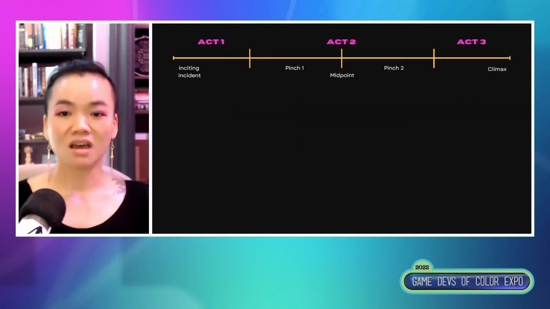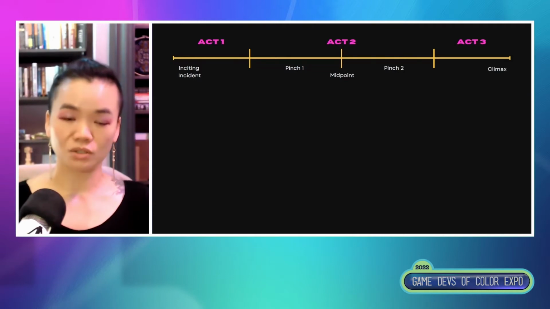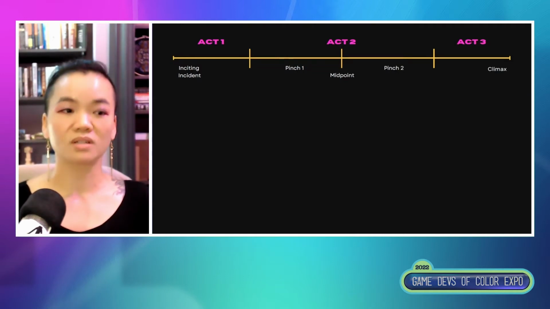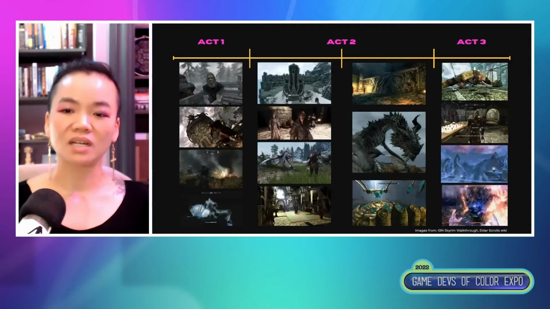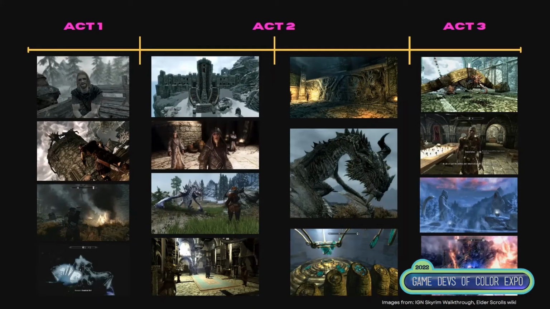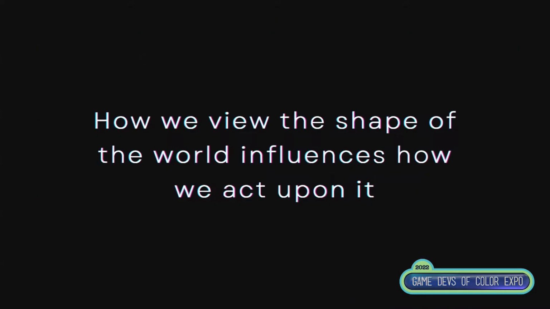Put another way, a narrative structure might guide you on how many cutscenes there are and what tonal direction they're headed in, i.e., rising or falling tension. But a narrative lens guides your decisions about what to show in those cutscenes. It's an important distinction. How we view the shape of the world influences how we act upon it.